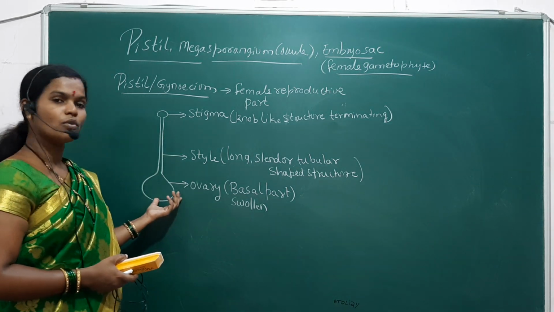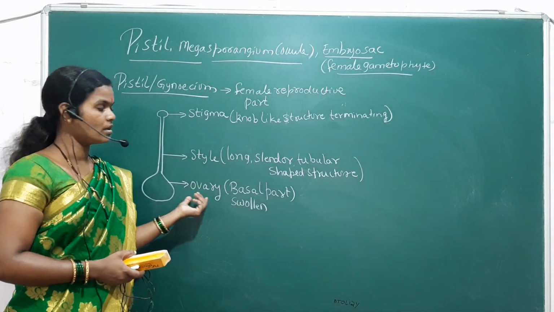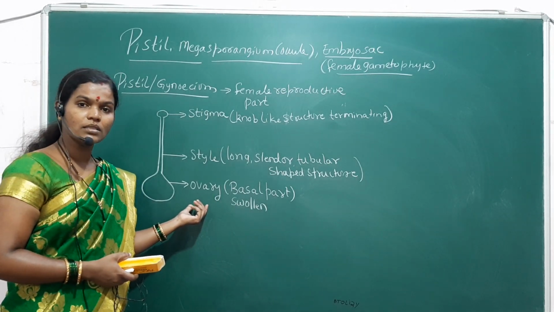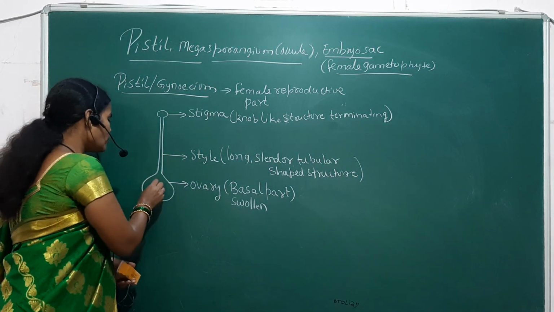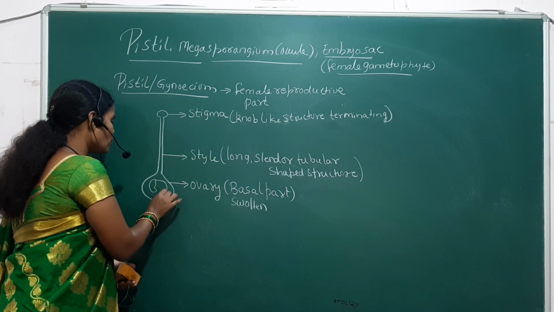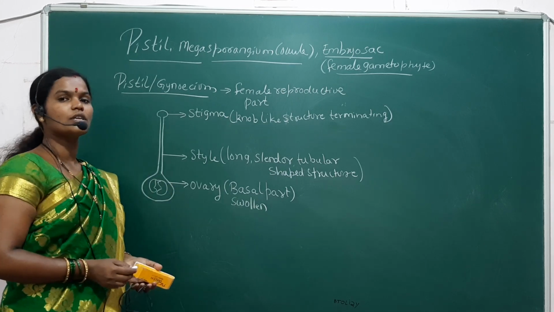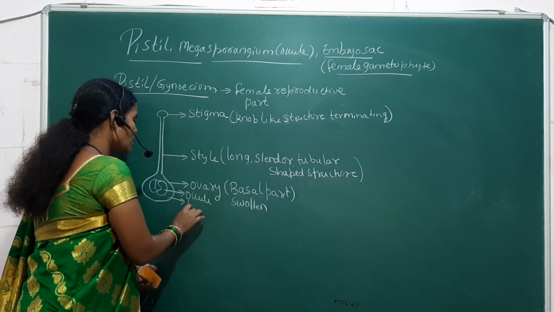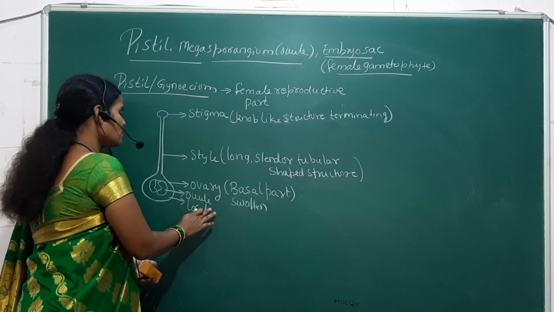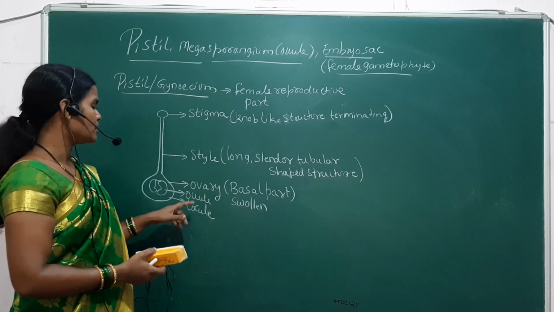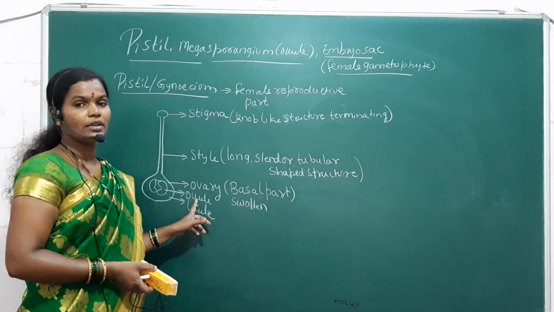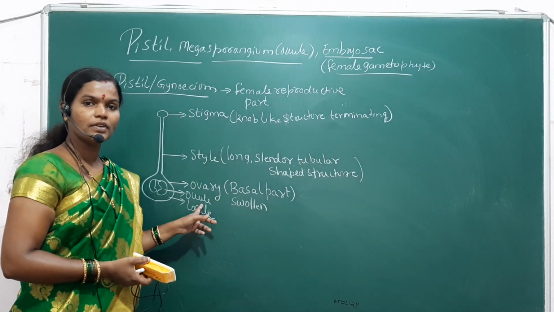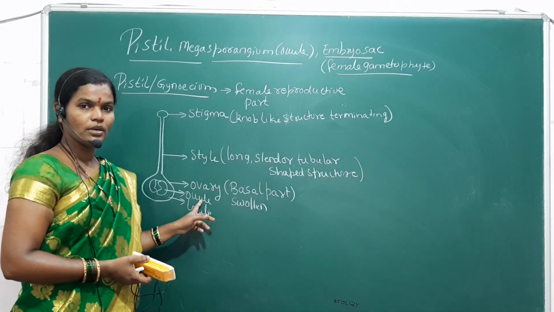First of all, I have told you the ovary is the basal part which is swollen in nature. This ovary consists of ovule. Inside the ovary, there is a presence of ovule, and also a presence of locule. After fertilization, the ovule is converted into a seed.